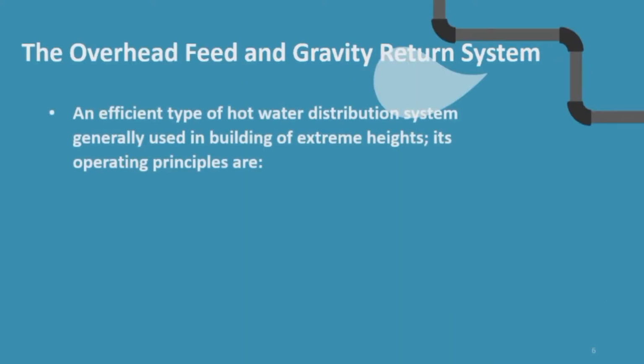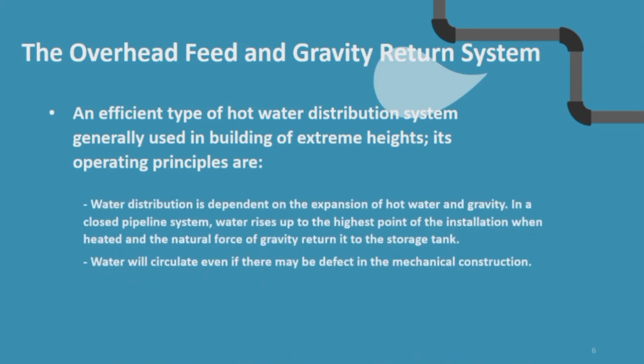The overhead feed and gravity return system is an efficient type of hot water distribution system generally used in buildings of extreme heights. Its operating principles are: water distribution is dependent on the expansion of hot water and gravity. In a closed pipeline system, water rises up to the highest point of the installation when heated, and the natural force of gravity returns it to the storage tank. Water will circulate even if there may be a defect in the mechanical construction.